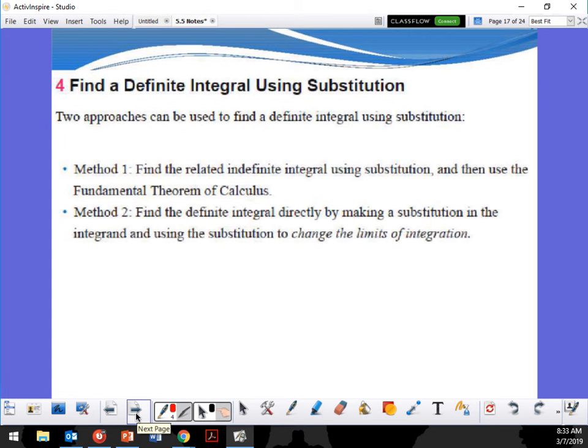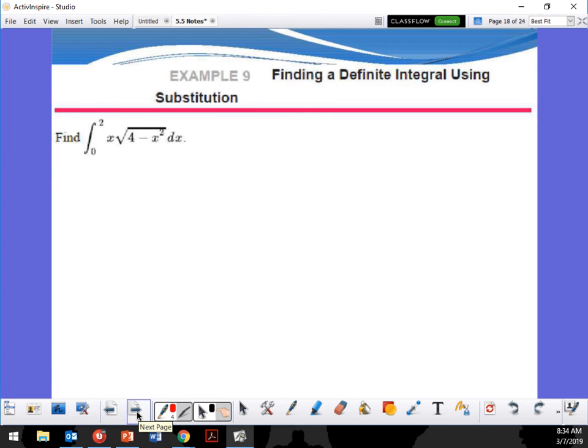Okay, so these are 5.5. They're in the back shelf. Okay. All right, find a definite integral using substitution. Two approaches can be used to find a definite integral using substitution. Method 1, find the related indefinite integral using substitution and then use the fundamental theorem of calculus, breaking it up. Method 2, find the definite integral directly by making a substitution in the integrand and using substitution to change the limits of the integration. Okay, so we can plug it back in to figure out and just change the limits. So it'll make more sense here in a minute. All right, see that?